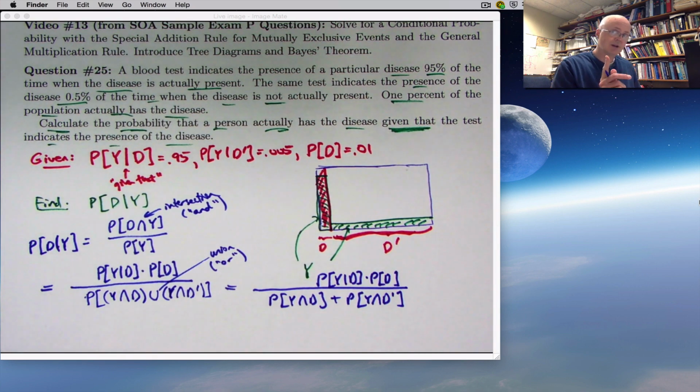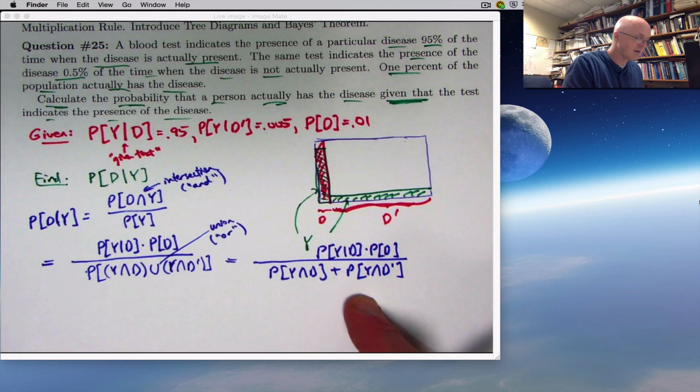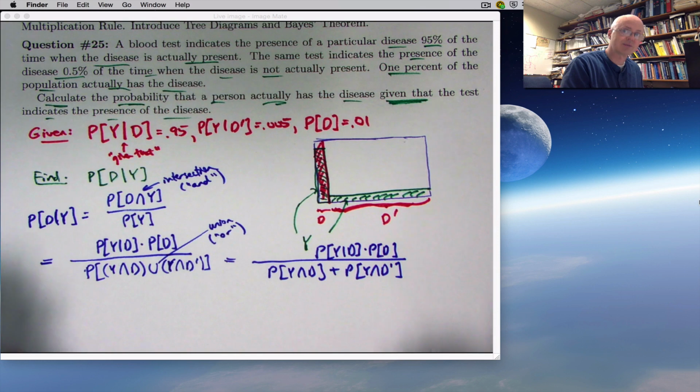Okay, we're getting close here. Hang on. Now I want to figure out what these probabilities are here and here using the general multiplication rule again. This is a pretty complicated kind of problem. Lots of different kinds of rules coming into play here. Bayes' theorem is not an easy thing to understand.